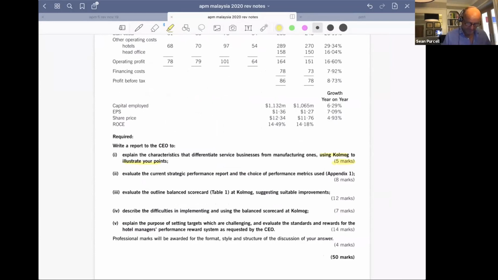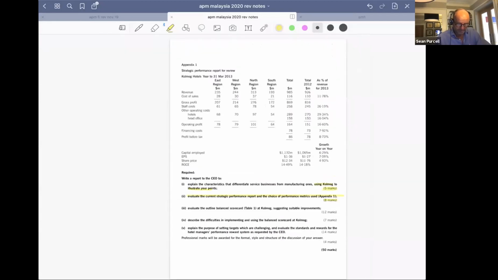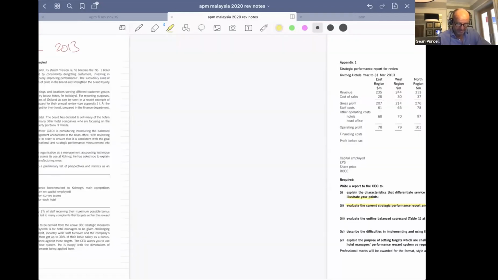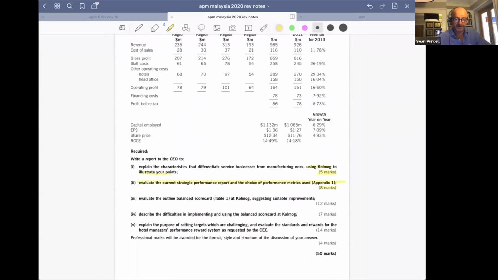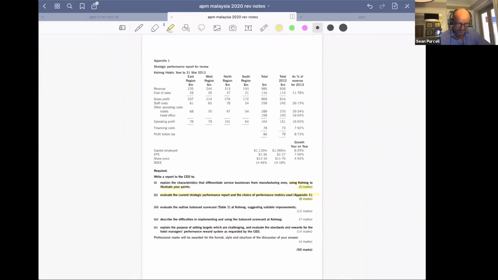And then it says, evaluate the strategic performance report and choice of metrics in Appendix 1. Okay. And then it talks about a balanced scorecard. I'll maybe look at that in a moment. So do I need to read the scenario for the first one? Not really. It's just talking about the difference between a service and a manufacturing business. Evaluate the current strategic performance report and the choice of metrics used. So the strategic performance report that they have is given in Appendix 1.